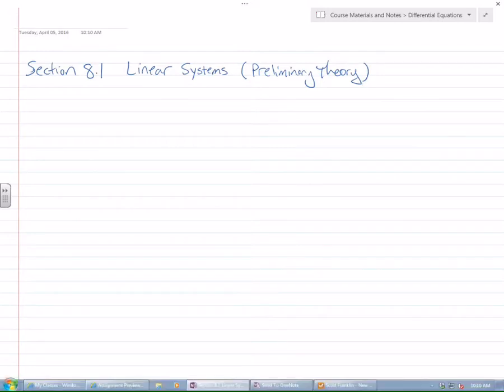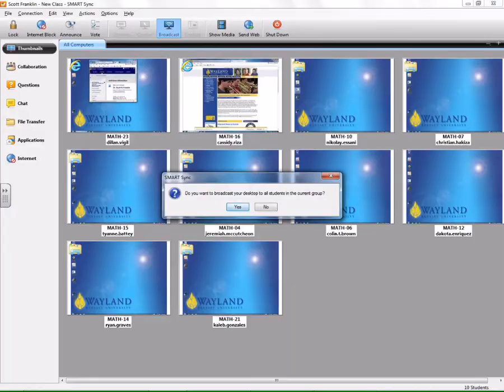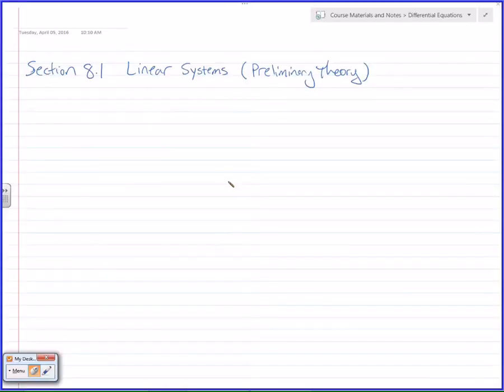All right, so section 8.1, linear systems. So just some preliminary theory, basically notation more than anything else.